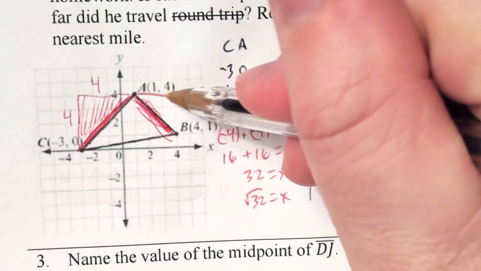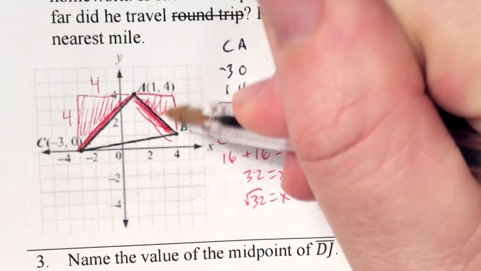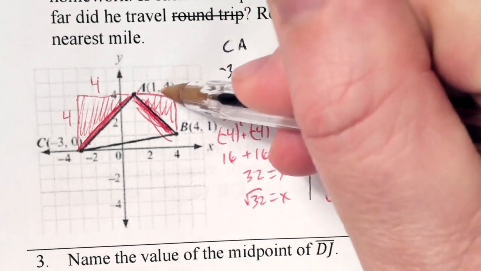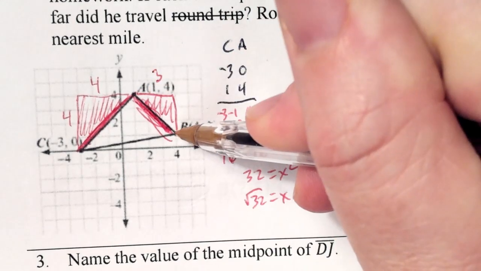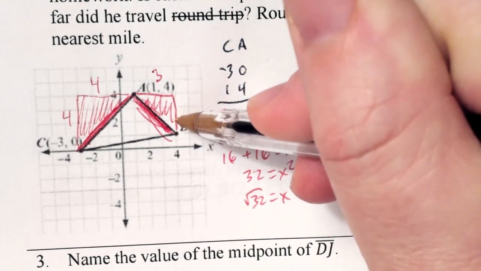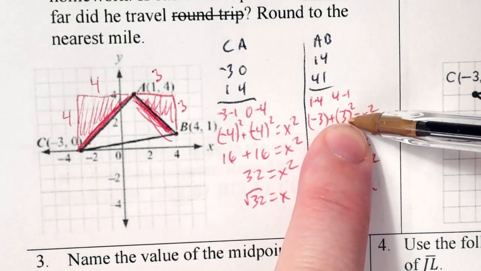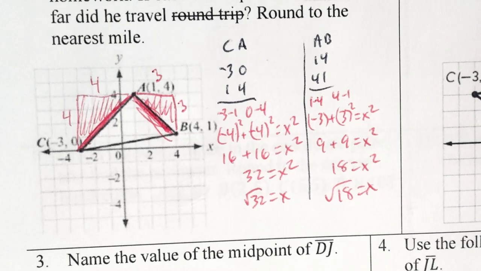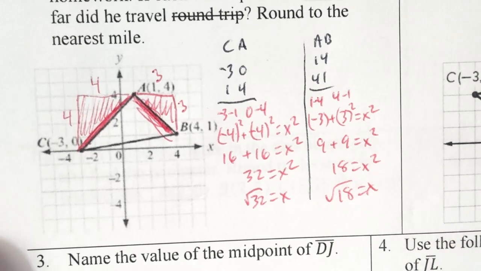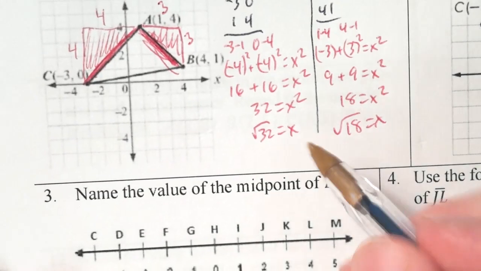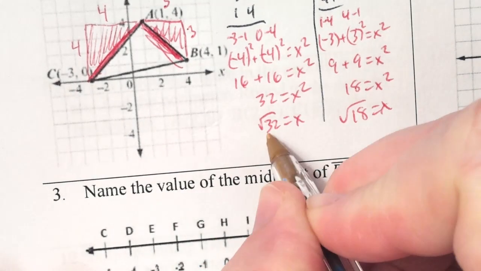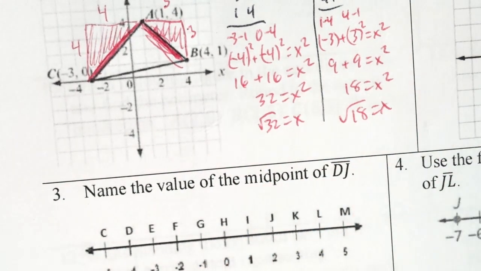Or we could have made a right triangle. That is 1, 2, 3 hops. Go from the dot to the corner always. 1, 2, 3 hops. And that's where we got 3 by 3. So 3 squared plus 3 squared equals x squared, and we still got the same answer. All right, so now that we have this, we're going to add these together. So we're going to do whatever the square root of 32 plus the square root of 18 is.